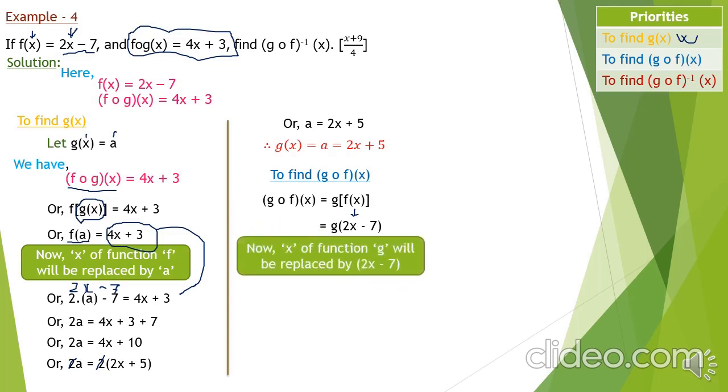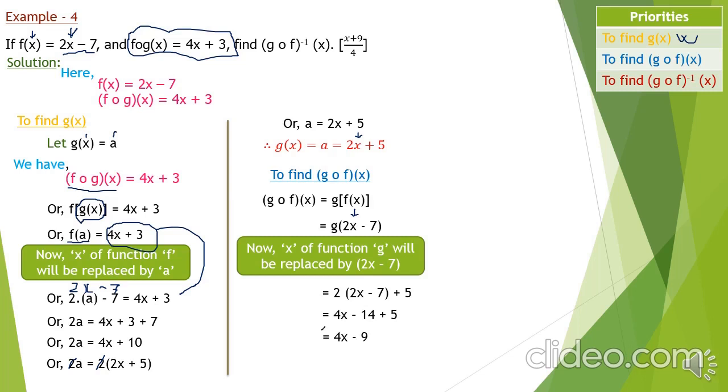Function g is right here. This x of function g will be replaced by 2x minus 7. So what will it be? Let's see, 2 bracket 2x minus 7 plus 5, on multiplication 4x minus 14 plus 5, that will be 4x minus 9. Now we have our composition also. Now we have to find the inverse of this part.